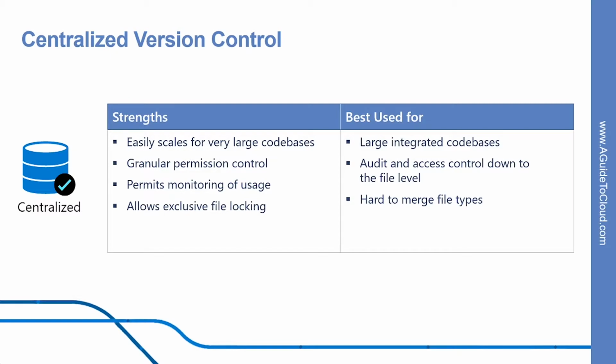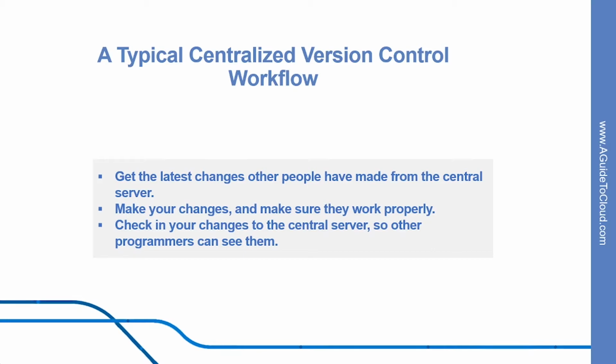Some of the most common centralized version control systems you may have heard of or used are TFVC, CVS, Subversion or SVN, or Perforce. Let's look at a typical centralized version control workflow. When you're working with a centralized version control system, your workflow for adding a new feature or fixing a bug in your project will usually look something like this. Get the latest changes other people have made from the central server, make your changes and make sure they work properly, and check your changes in to the central server so other programmers can see them.